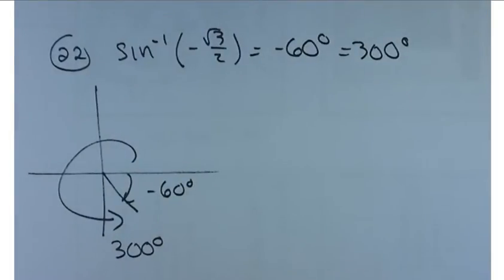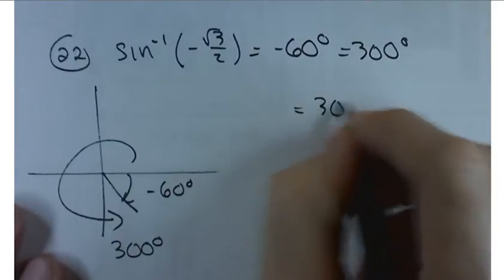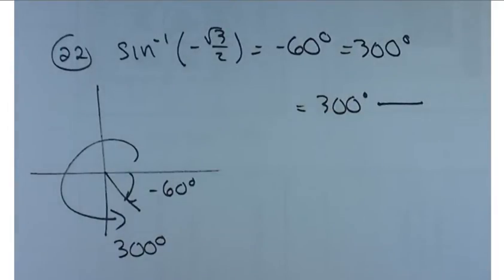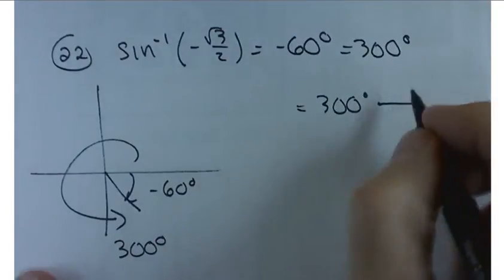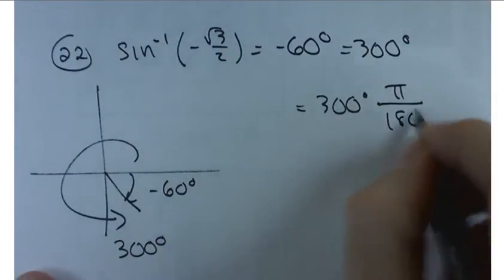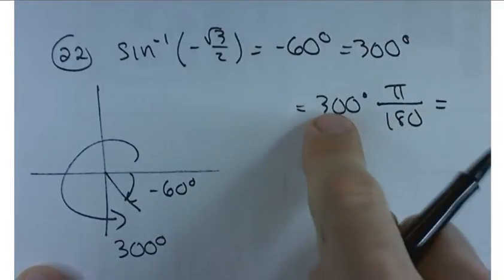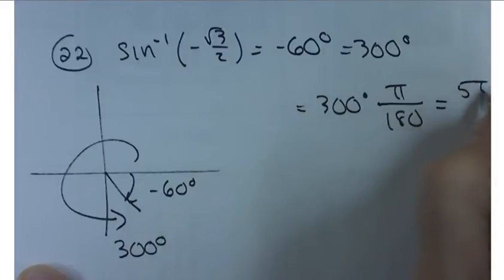And last but not least, let's convert 300 degrees to radians. So 300. What do I have to multiply by to convert to radians? Good. Pi over 180. And let's see, 60 is going to go in here 3 times and here 5 times, so I'm going to get 5 pi over 3.